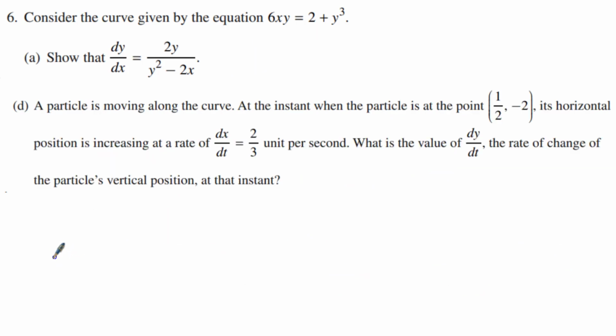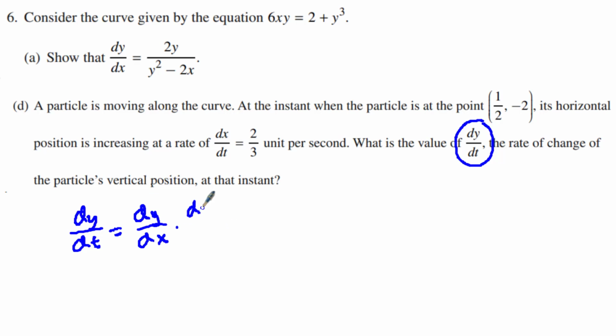And last but not least on this exam was question D. Question D was a little bit confusing for some students, I'm sure, because what they were asking for is the rate of change of the vertical position. They're looking for dy over dt. Well, if I have dy over dt, what's that going to be equal to? That's going to be equal to dy over dx times dx over dt. Why? Because you see the dx's cancel out and you're left with dy over dt.